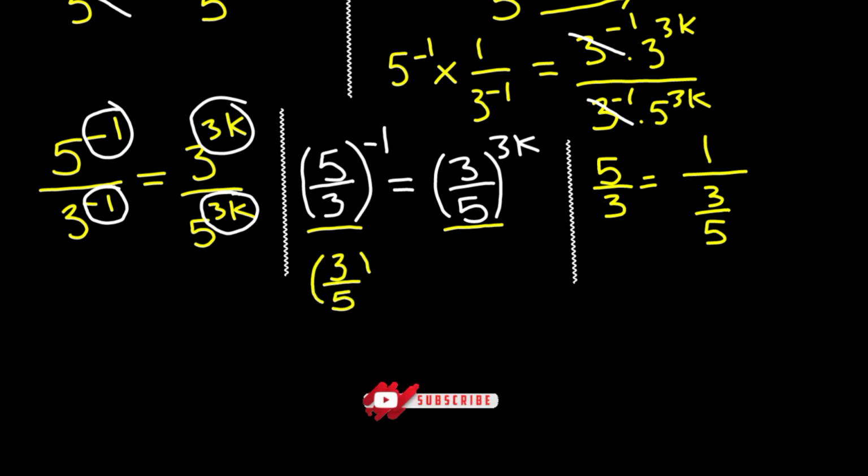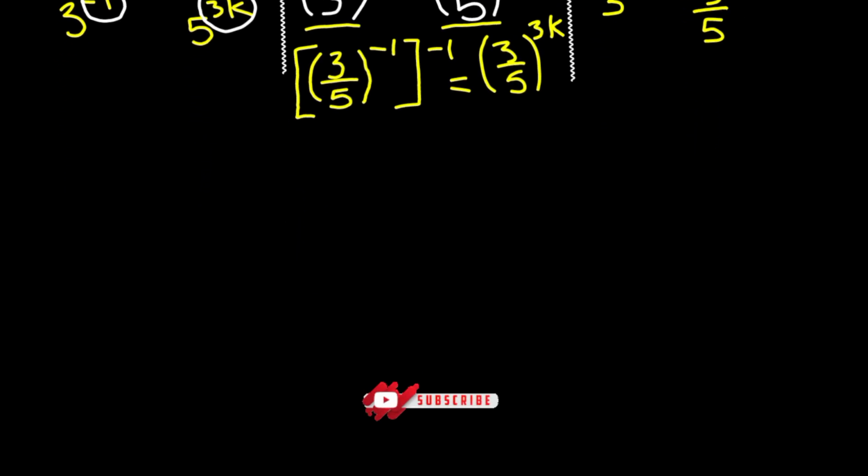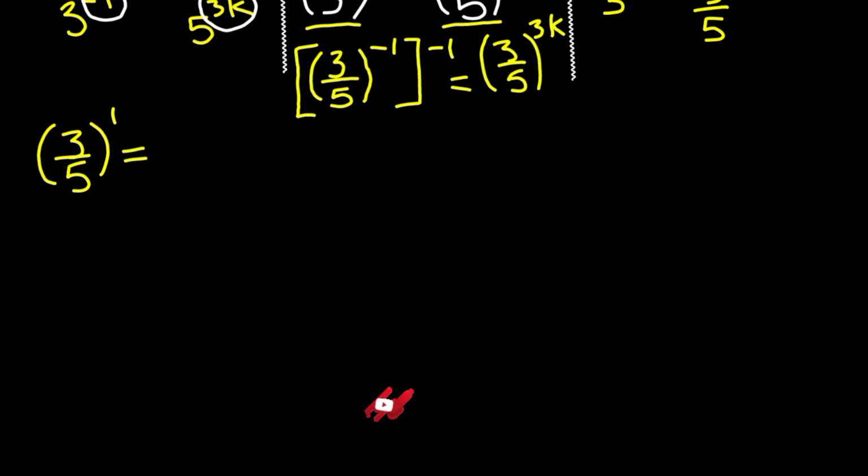The reciprocal of 3 over 5 can be written as 3 over 5 to the power of -1. And all this will be raised to the power of -1. And it equals 3 over 5 all to the power of 3k. And then we go ahead to multiply these two powers together. And after doing that, we're going to be left with 3 all over 5 all to the power of 1 equal 3 all over 5 all to the power of 3k.